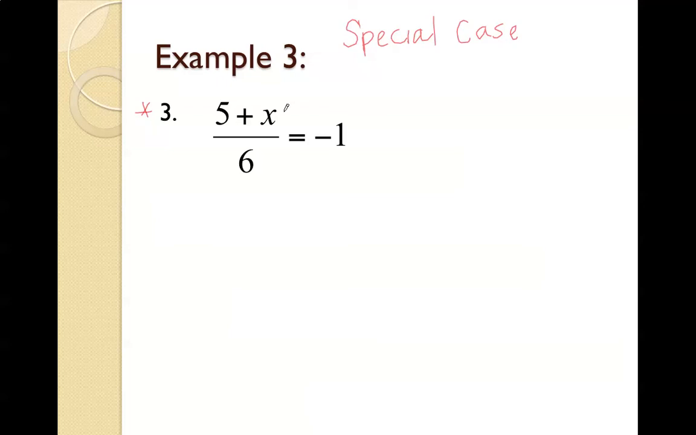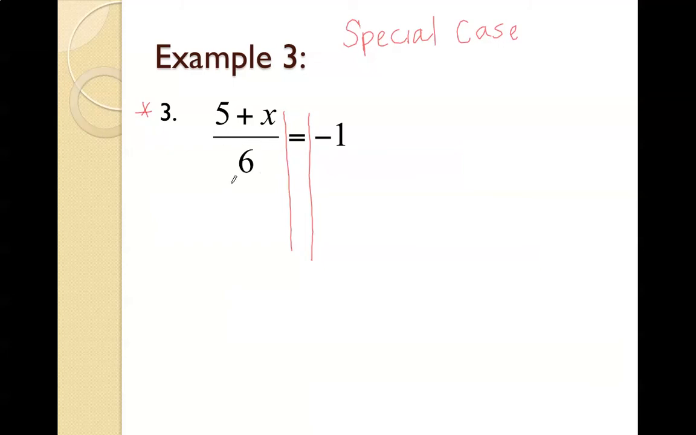All right, so the first thing I'm going to do is split up my equation into two sides. Now, here, this is different because 5 plus x is all being divided by 6. And it's not just 5 over 6 or just x over 6. The whole thing is being divided by 6. So in this case, and in this case only, I've got to get rid of this division bar.